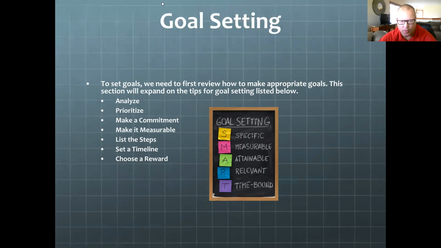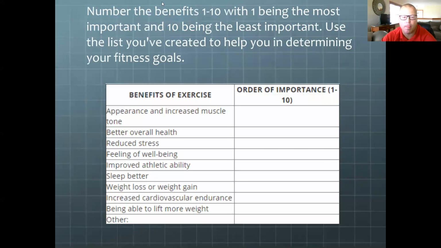And so you analyze what your needs are, and then you prioritize based on that. Okay, what do I want to focus on? Then there's the part of making a commitment. You want to make sure when you set goals that they're measurable. Then you have to have a stepping process. What are the steps that you're going to take to reach your goal? Having timelines to keep you on track. And then it's always nice when we set goals to create some kind of reward at the end, something to look forward to if you meet your goal.